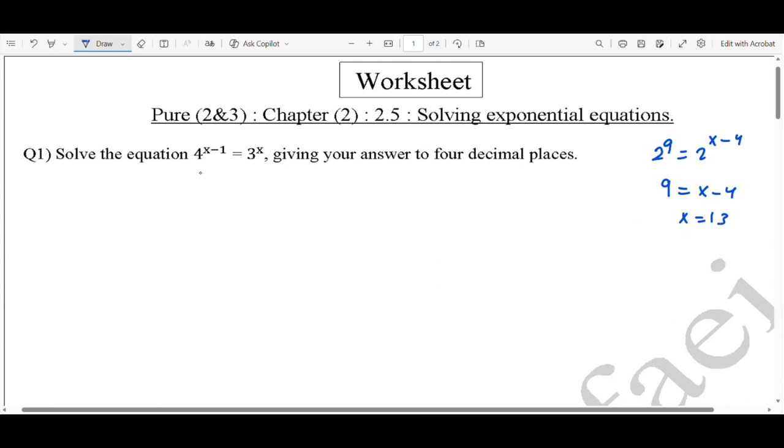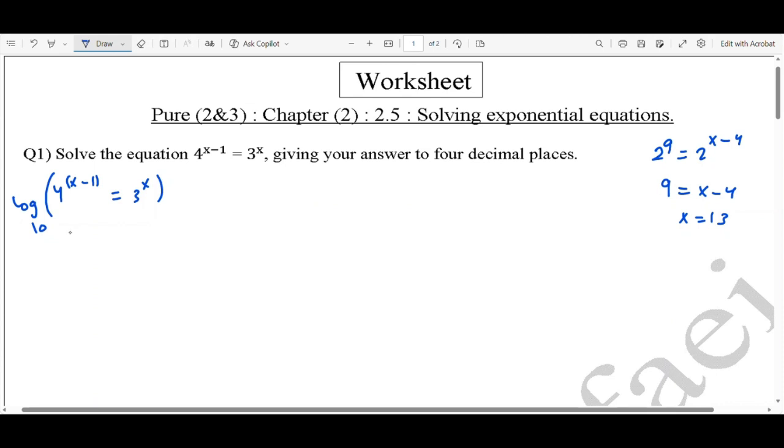In A-level, we are not sharing the same bases. So how are we going to solve this exponential equation? We're going to use the logarithmic rules. I'm going to say 4 to the power x minus 1 equals 3 to the power x. I'm going to take the log of both sides, whatever the base is. It doesn't make a difference. I'm going to use the standard base, log to the base 10. If you want to use base 3 or base 5, you're going to get the same answer.